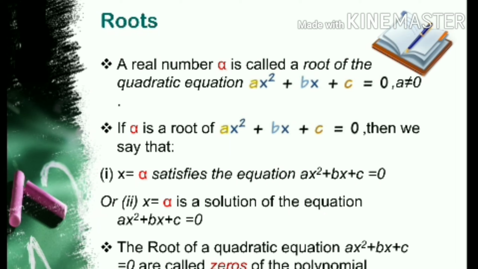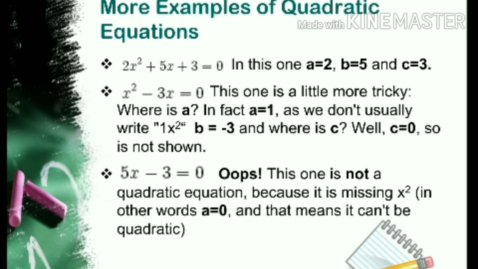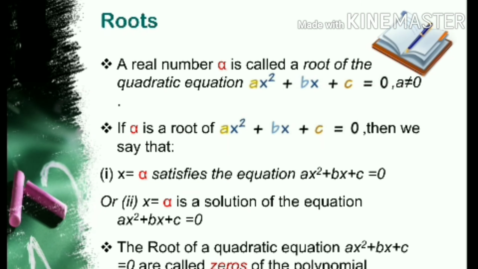The roots of a quadratic equation ax square plus bx plus c is equal to 0 are called zeros of the polynomial. Now the main point is that the roots of a quadratic equation ax square plus bx plus c is equal to 0 are called zeros of the polynomial. These zeros have many relations, which we will discuss also.